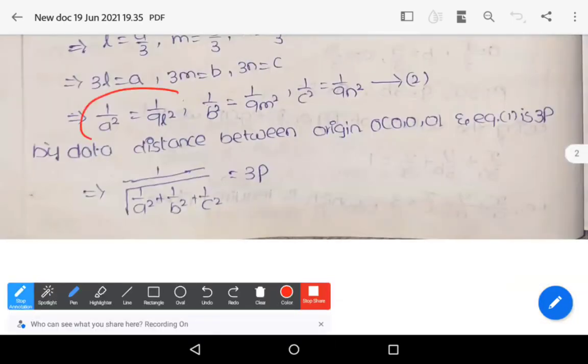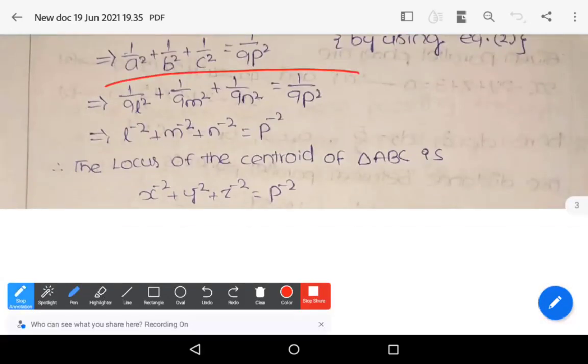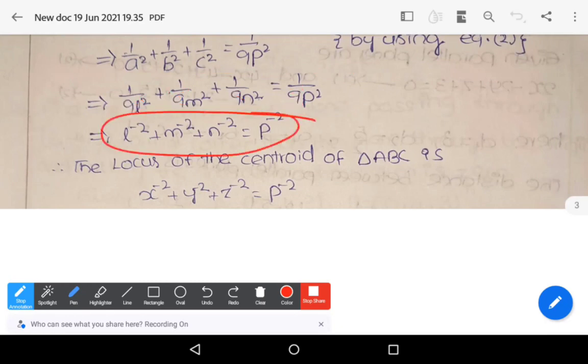You observe that: 1 by a square is 1 by 9l square, 1 by b square is 1 by 9m square, 1 by c square is 1 by 9n square. By applying this, you get the expression 1 by 9l square plus 1 by 9m square plus 1 by 9n square is equal to 1 by 9p square. By cancelling 9 on both sides, you get l power minus 2 plus m power minus 2 plus n power minus 2 is equal to p power minus 2.